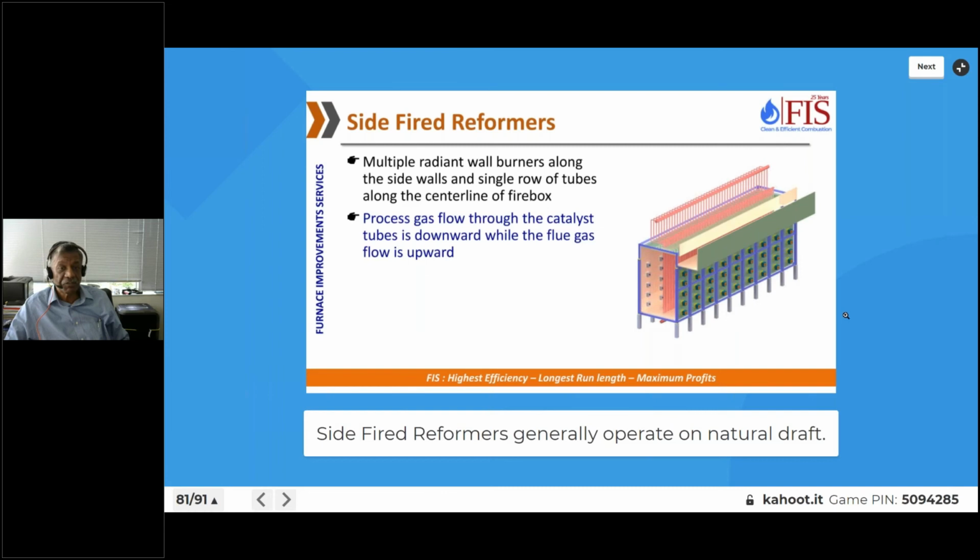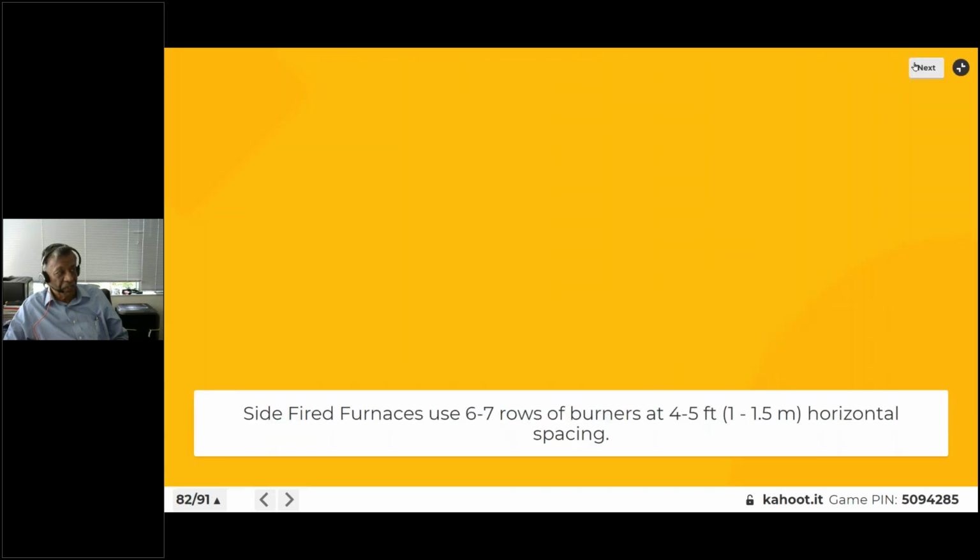Side-fired reformers have been there for ages now. In fact, most of the reformers in methanol and ammonia plants were side fired. They were pioneered by Haldor Topsoe. They work on natural draft. That's another difference from the down fired. As you can see, there are lots and lots of burners on both sides. Generally, we have 6 rows of burners, and these burners are spaced at about 4 to 5 feet. That's generally how these burner designs operate.